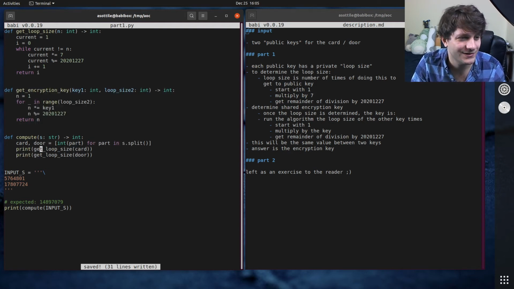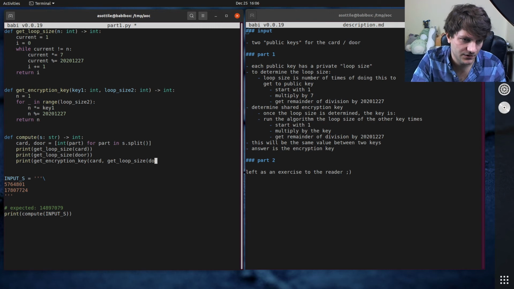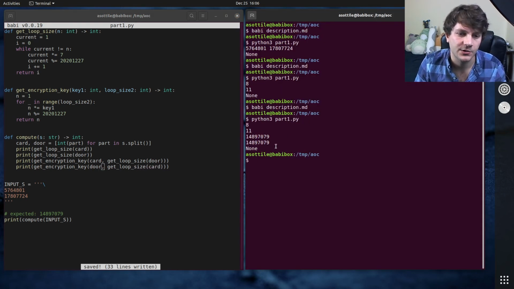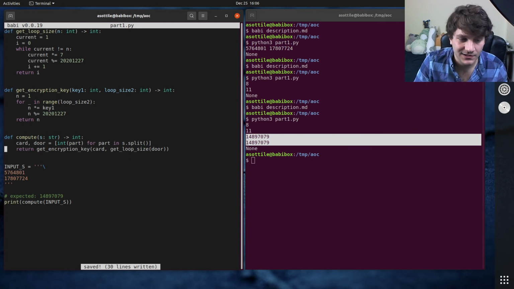It turns out you don't really care which way you do this. If you print get_encryption_key with card and get_loop_size of door, you can also flip these. If you did card and door, it works either way. That's just part of how this algorithm works, and that is the value we expect. So I'm just going to change this print to a return, and that gets us our answer.